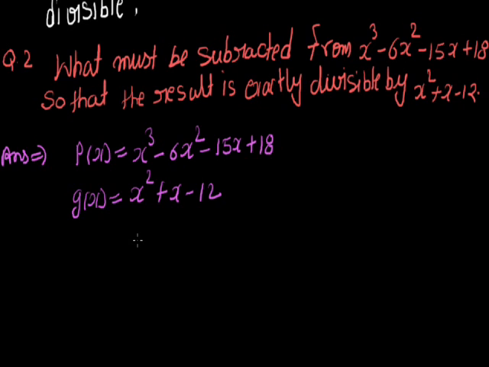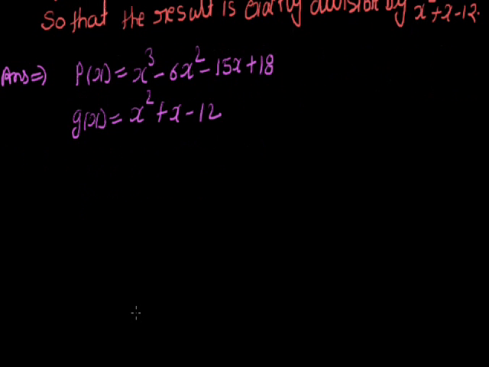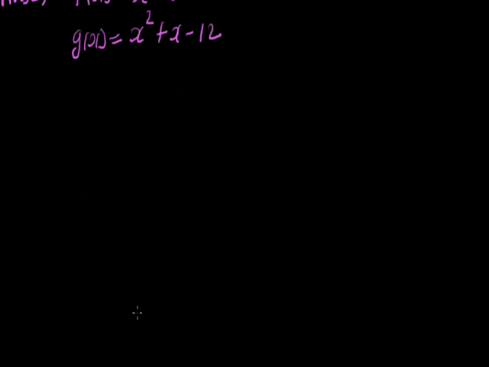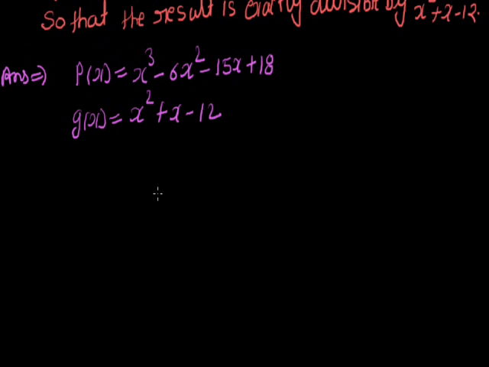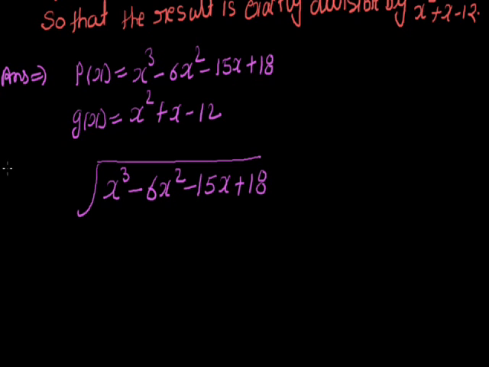Since it is not divisible by g of x, it means there is some remainder. So again we will use the long division method. We will find the remainder, and that expression must be subtracted to get it exactly divisible. So we will divide x cube minus 6x square minus 15x plus 18 by x square plus x minus 12.